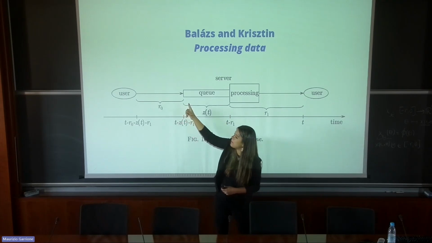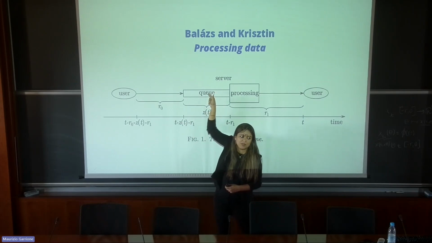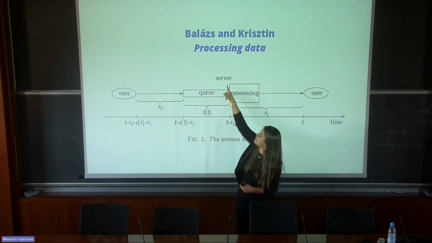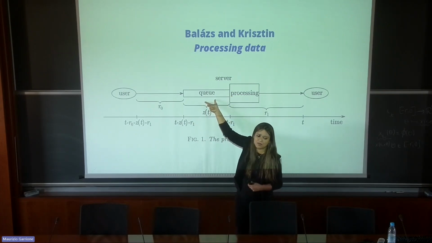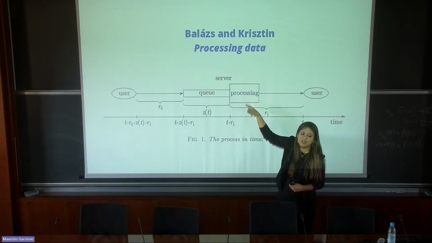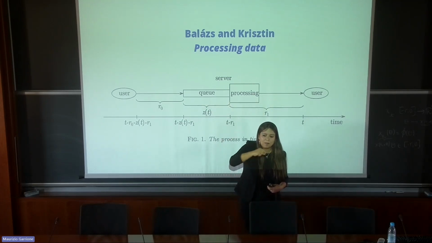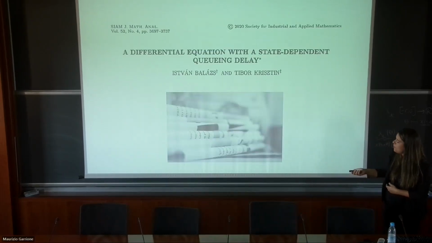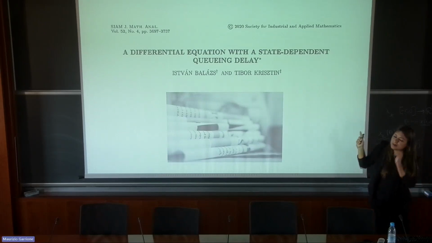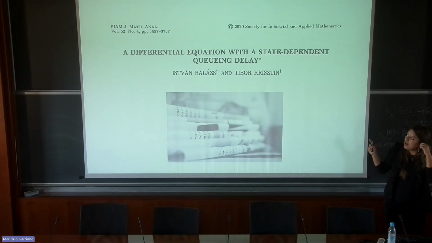So users send some information to a line here, so there are several pieces of information being sent. The server will take longer and longer, depending on the queue we have to process. So this is a type of state-dependent delay: the delay depends on the state, on the quantity of information that you give. This is the paper where they published these results about state-dependent delays for processing data.